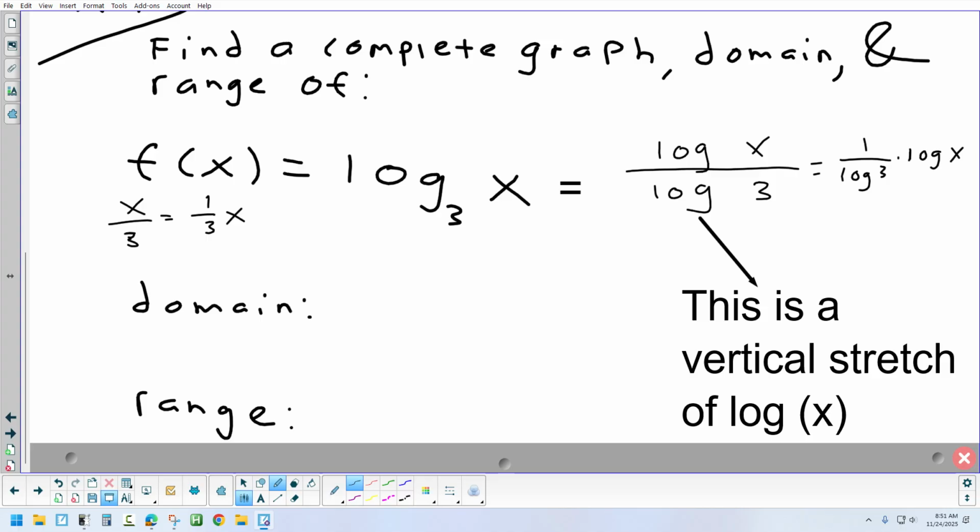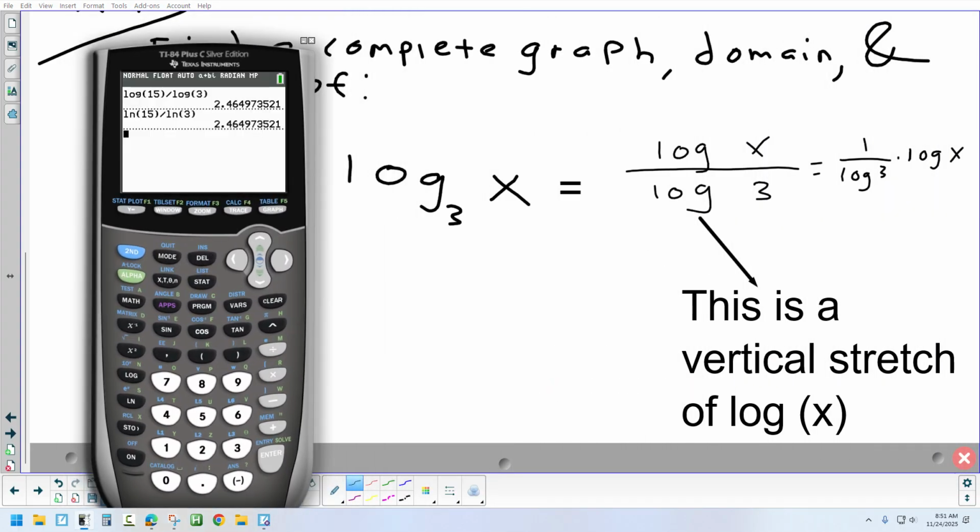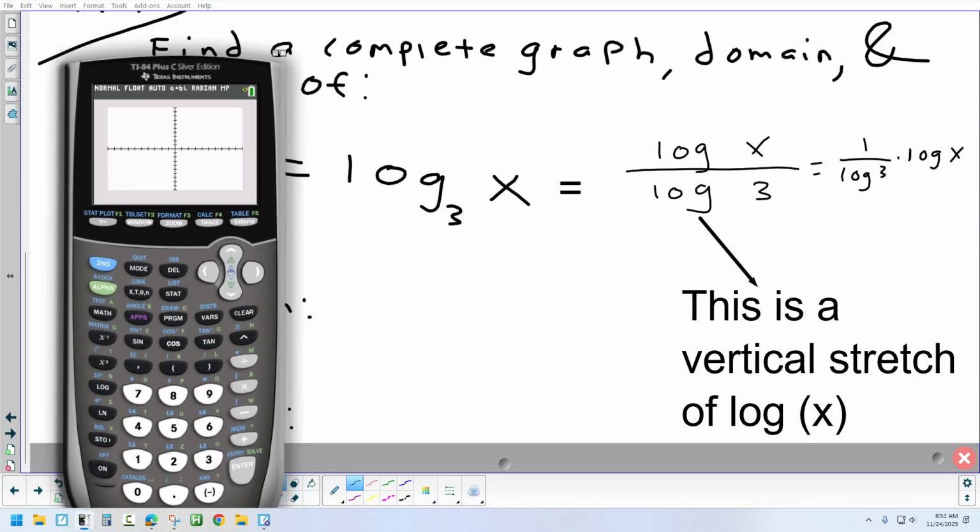All right, let's graph it and then see if we can get the domain and the range. Okay, I'm going to type it in as the fraction log x over log 3. If you want to do the 1 over log 3 times log x, take it out. So log x and divide by log 3. All right, let's start with zoom 6 and let's see what it gives us.